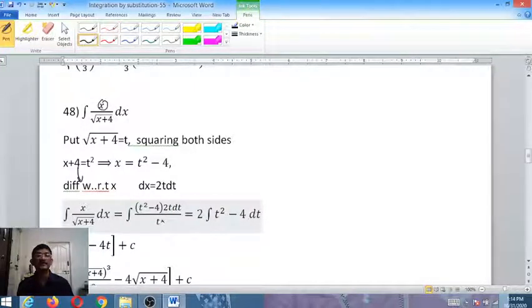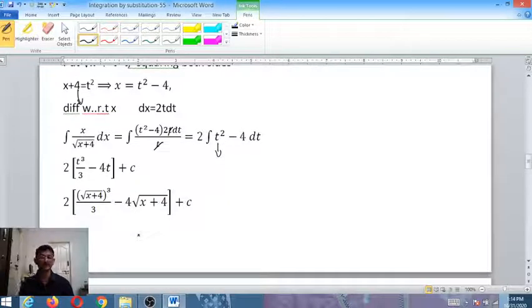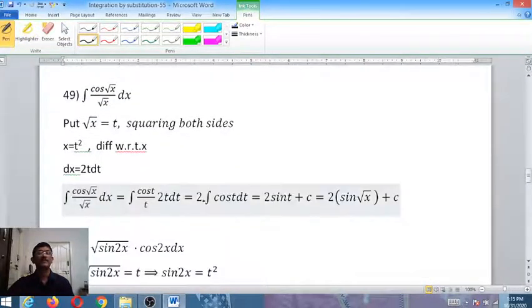Here you can cancel this t and t, no? T and t get cancelled. Then 2 is taken out, integral of t square minus 4 dt. The integral of t square is t power 3 by 3, minus 4 is a constant, so 4 into t, plus c. What is t cube? Root of x plus 4 whole cube by 3, minus 4 into t, which is root of x plus 4, plus c. Okay. Now come to this problem.